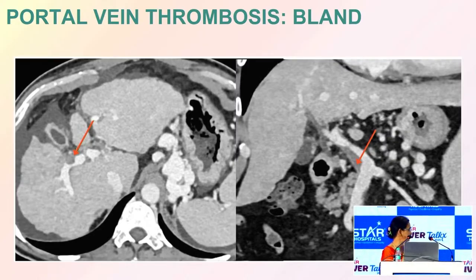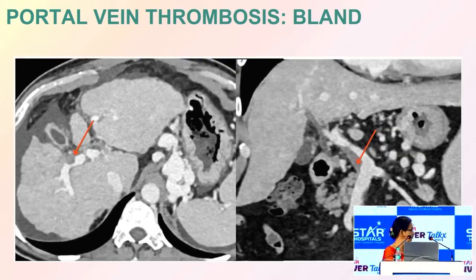So we can see a filling defect here. That's a nice round filling defect. So we can be assured that this is a bland thrombus. We also need to see what is the extent of it, is it occupying part of the lumen, the entire lumen, and which portal branches is it involved?